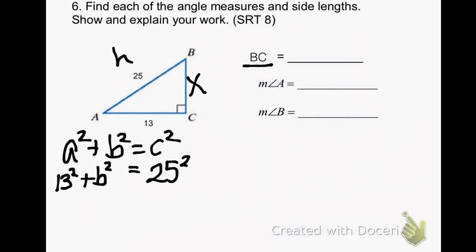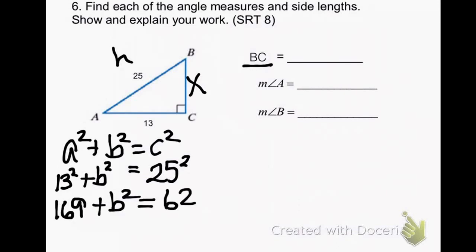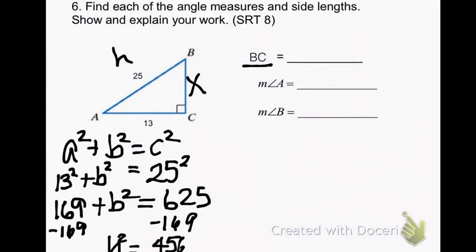So I want to square 13. 13 times 13 is 169. 25 squared is 625. If I subtract 169 from both sides, it's going to give me B squared equals 456. And to find the answer, I need to take the square root of 456. So that's going to give me 21.35 or 21.4.